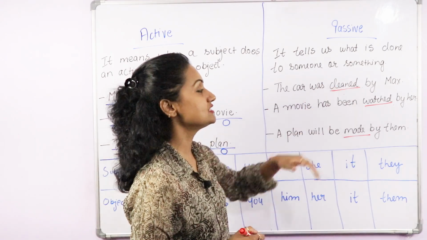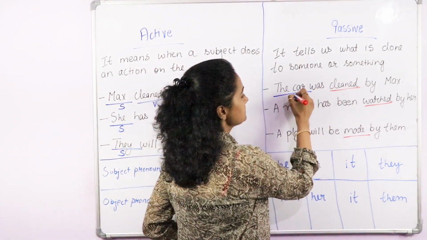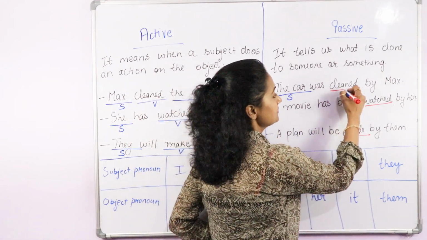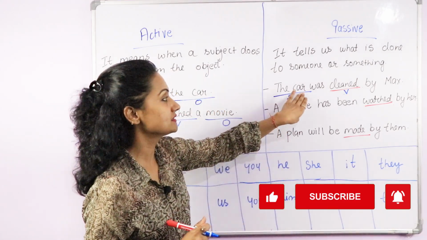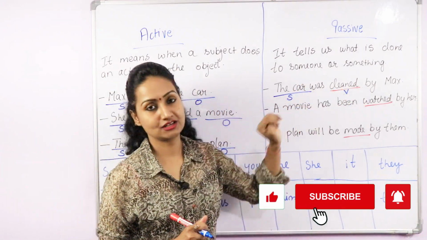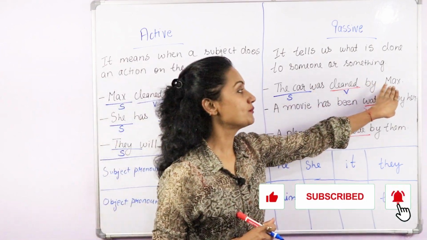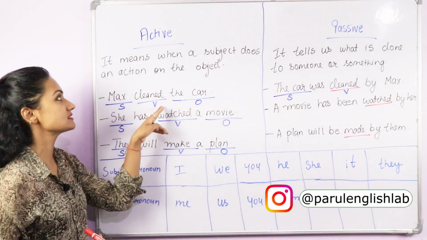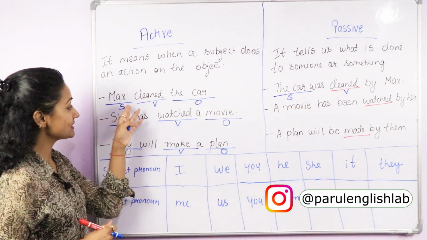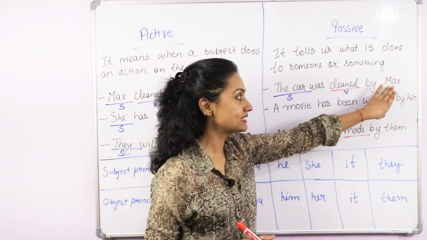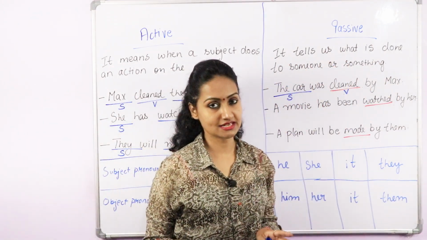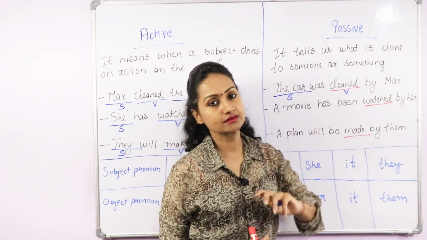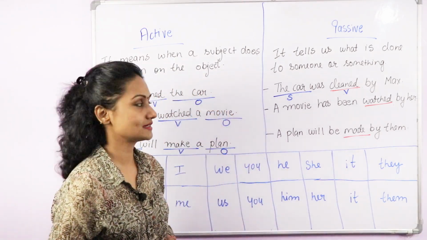The car was cleaned by Max. So the car is the subject here. Was cleaned is the verb, the action. So here the subject receives an action. By Max, this is an agent. We call it an agent, and the agent is the subject in active voice. So here Max is the subject, and it comes at the end as an agent in a passive sentence. So this is the structure: subject, verb, and then the object, or an agent you can say.